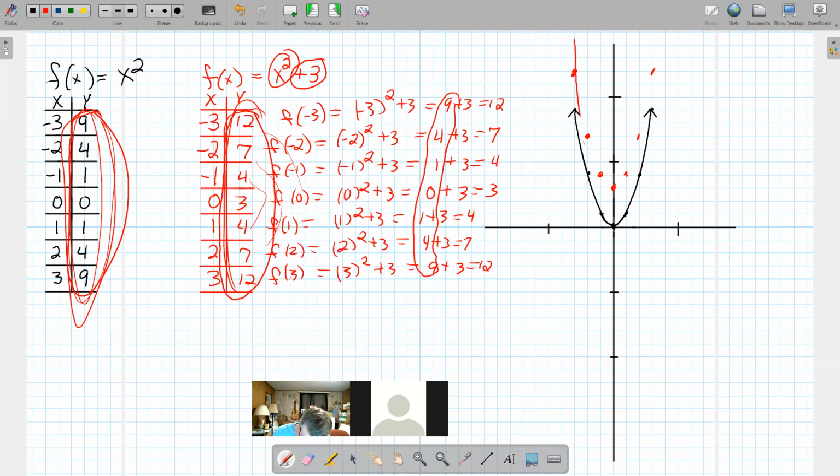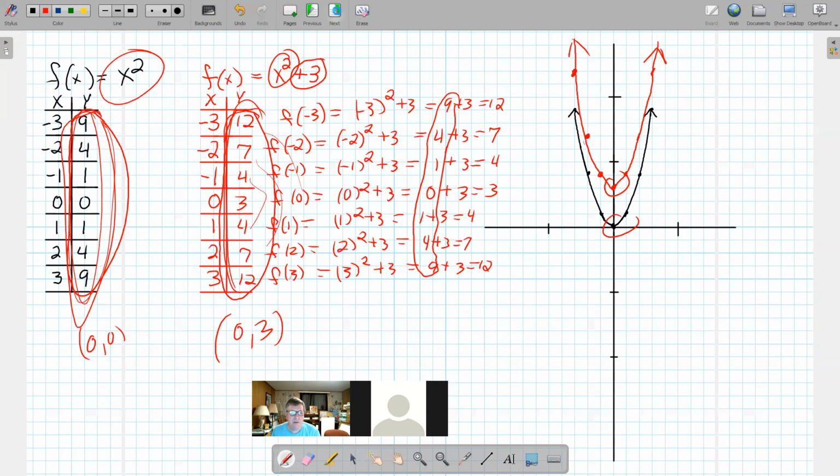And let's see what our graph looks like. It's got the exact same shape, but everything's moved up 3 units. Notice that for this one, the vertex is at 0, 0. But for this one, the vertex is at 0, 3. Everything moved up 3 units, including the vertex. Okay. Any questions on this example?